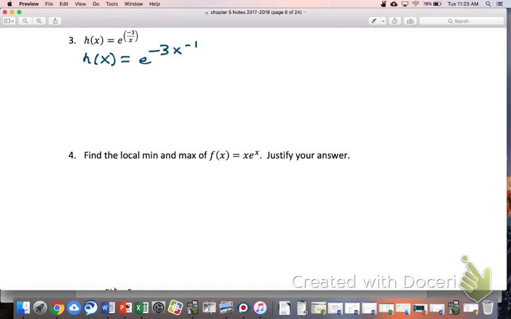So take a minute, look that one over, see what you can do, and I literally will give you like a minute. So with this one, obviously it is a composite function. As we differentiate this, we want to remember that the derivative of e to the u, where u is just some generic unknown function, is e to the u times u prime. And so in this case, u is negative 3x to the negative 1. So we'd say the derivative is equal to e to the u.